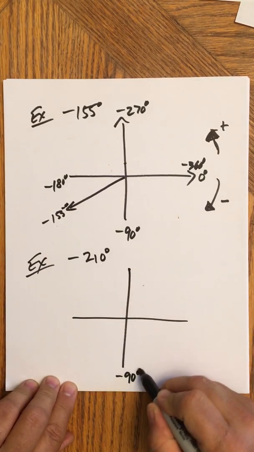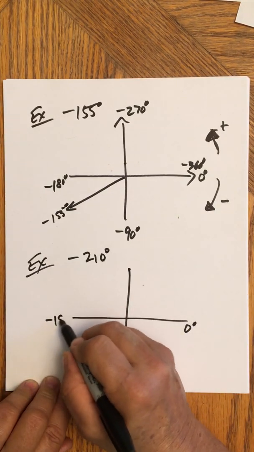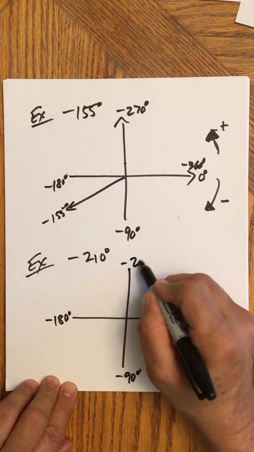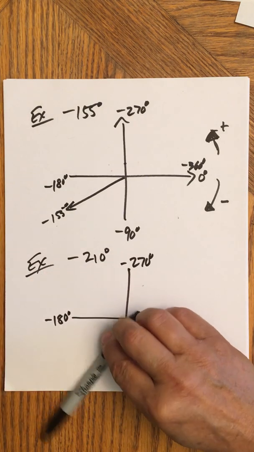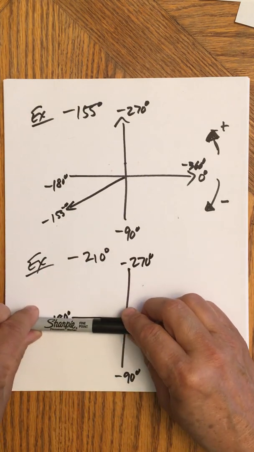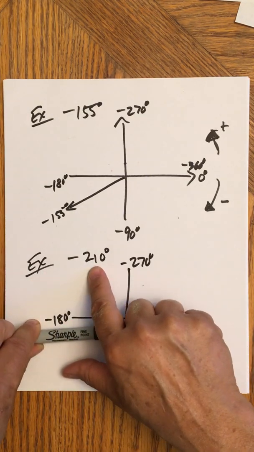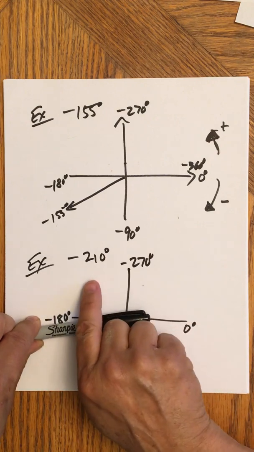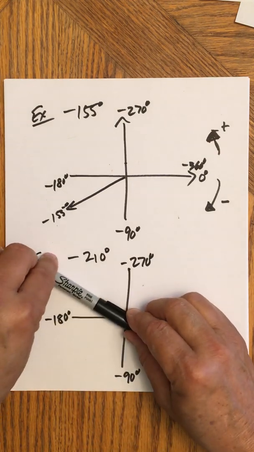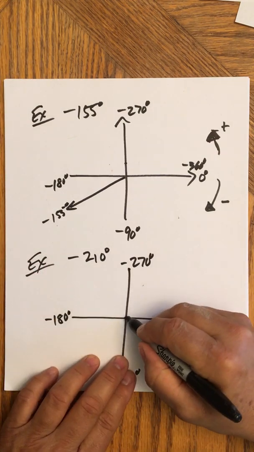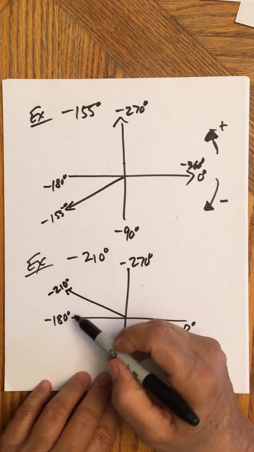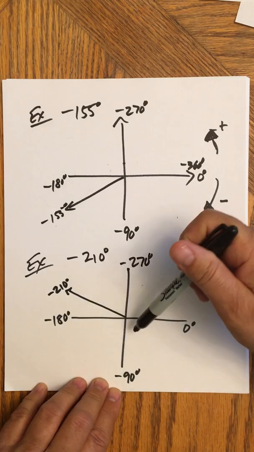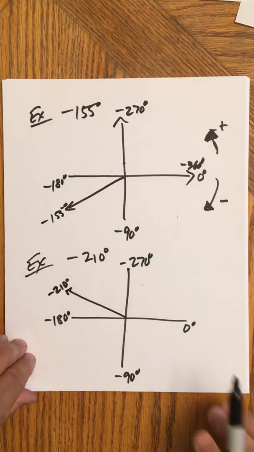So here's 0, negative 90, negative 180, negative 270. It looks like as I'm rotating, here's negative 180, and negative 210 is another 30 degrees in the negative, so I'm going to be about like that. Negative 210 is about 30 degrees clockwise past negative 180.